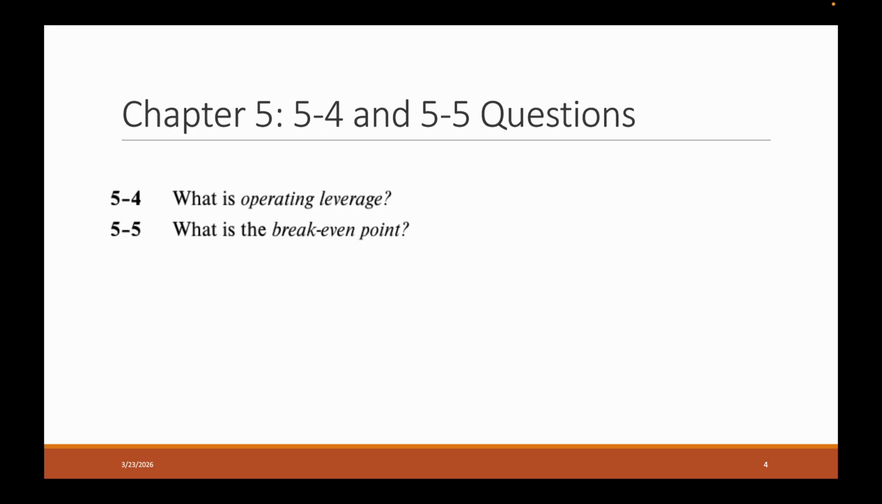All right, moving on to chapter 5, and we're starting with 5-4 and 5-5. These are 2 quick conceptual problems just to review. What is the operating leverage, and what is the break-even point? If you want to take some time to think about these questions first before moving on to the answer, you can pause now.